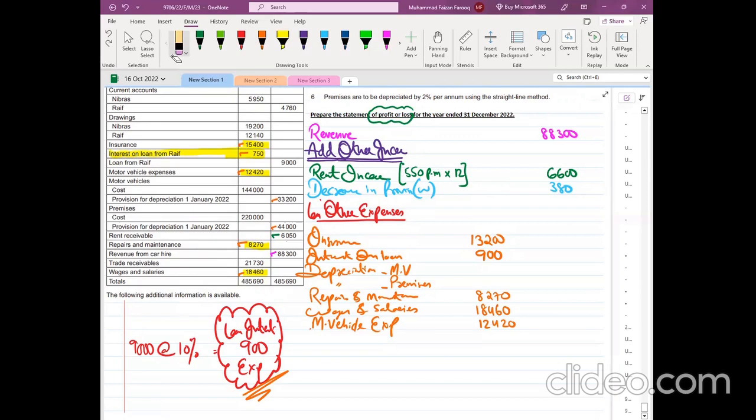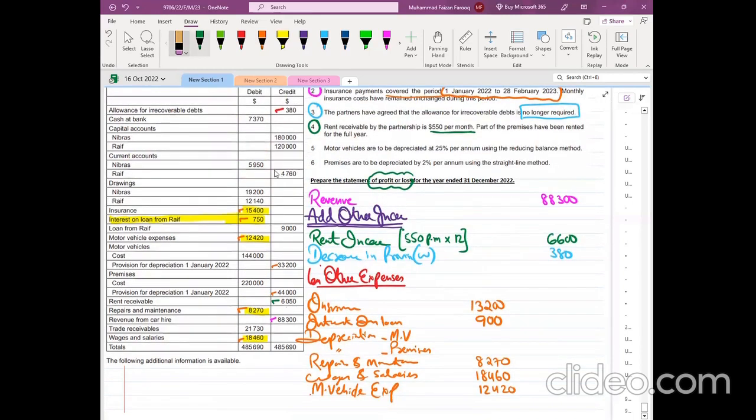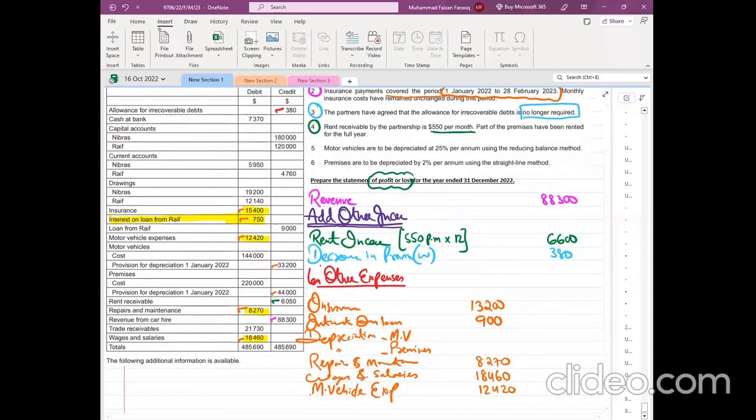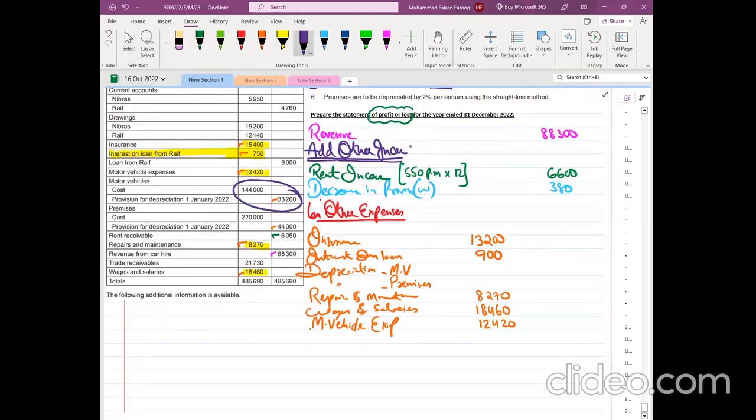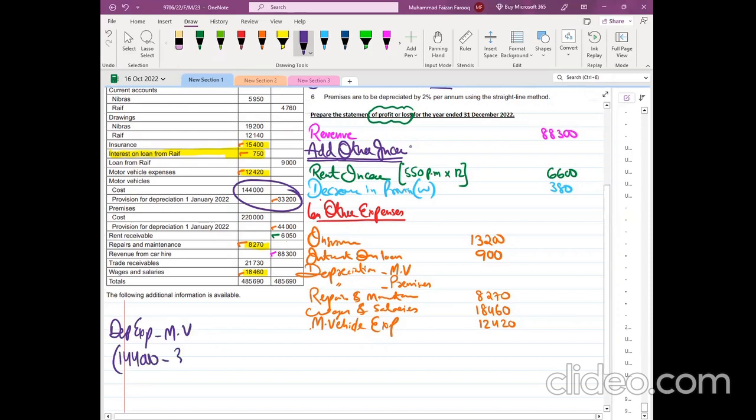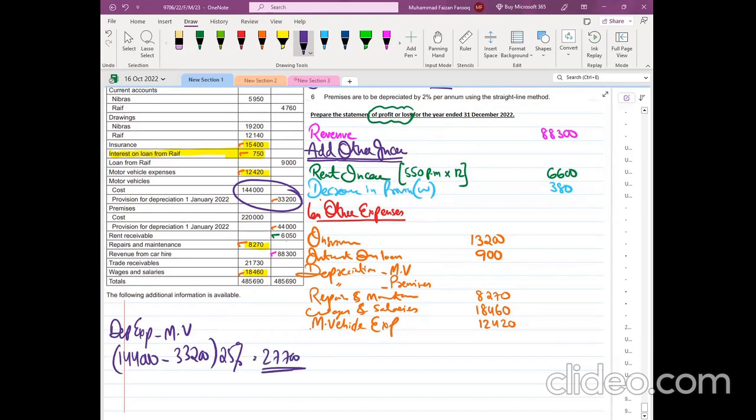The last expense is depreciation. We have two notes about depreciation. Motor vehicles are to be depreciated 25% per annum, reducing balance method. Here is the cost and the accumulated depreciation. So cost minus accumulated depreciation times the percentage. There are no additions and no disposals; we didn't buy or sell anything. So the depreciation for the year on motor vehicles is 27,700.